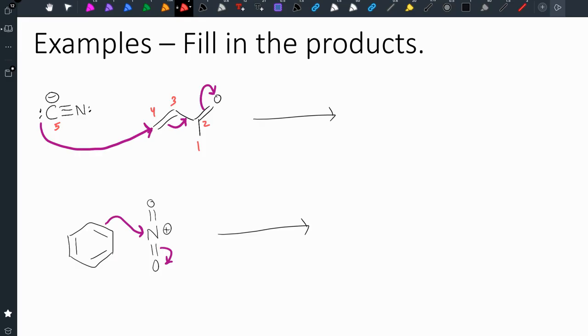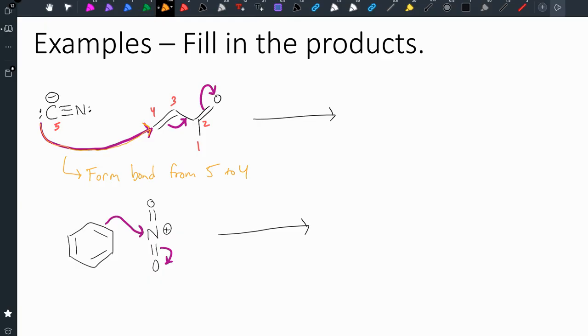Number two, I want to ask myself for each arrow, what is it doing? Is it forming a bond? Is it breaking a bond? Or is it doing both? So I ask myself for this first arrow here, what is this doing? So this seems to be forming a bond from 5 to 4. So I know I'm going to need a new bond from carbon 5 to carbon 4.